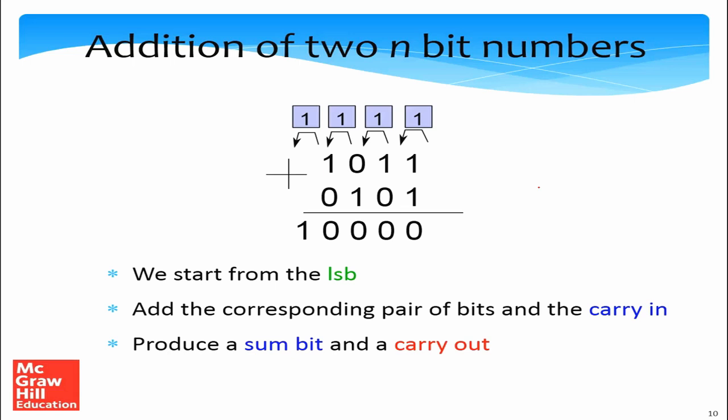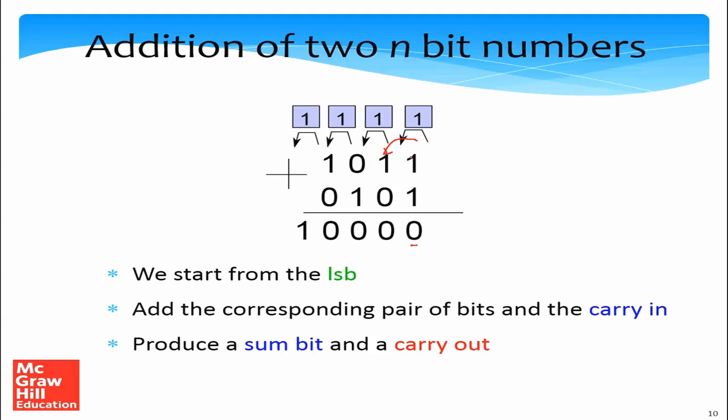These are two n-bit binary numbers. The way we add them is exactly the same way as we add base 10 numbers. We start from the right and move towards the left. So we first add the first pair of numbers, and what we see is that we add 1 and 1. So 1 plus 1 is 1, 0. We have 0 as the sum bit, and we carry over 1 to the next position.